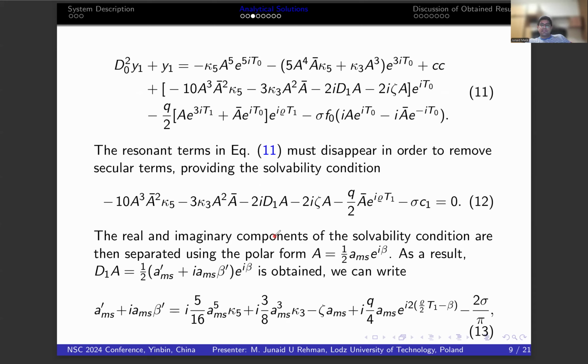If you look at equation 11, we have secular terms. We want to remove the secular terms, so we will use solubility conditions. The positive powers of the exponential function, we will collect and equate to 0. And then we have defined a new polar form, A is equal to half of a e power iota beta, where capital A, small a, and beta are functions of T1. Then we have calculated D1A and substituted into 12, and we get equation 13.